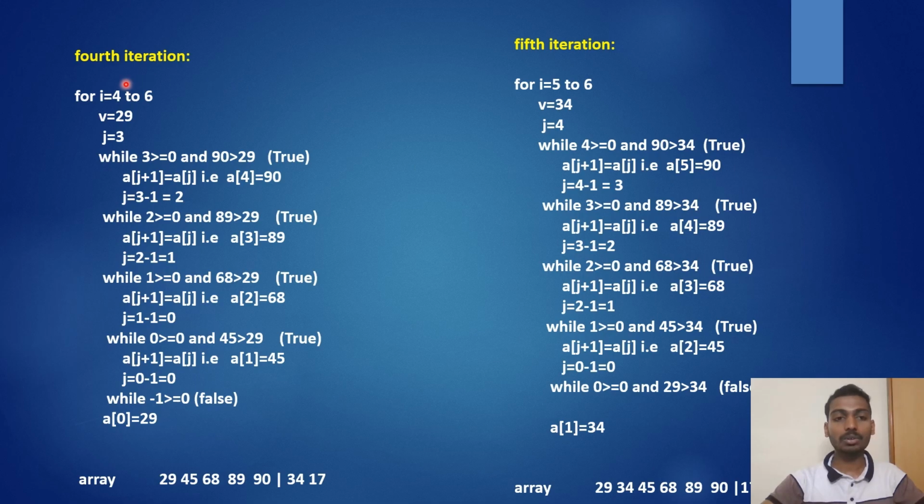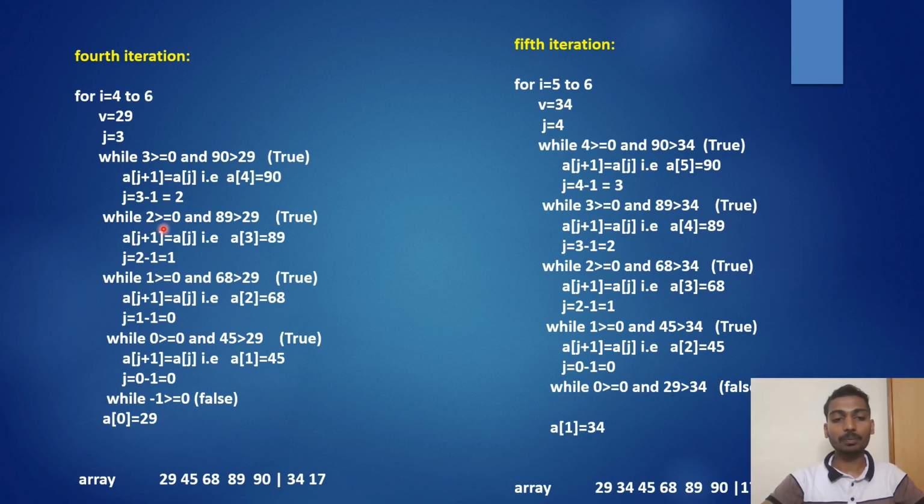Let's move on to the fourth iteration. For i equals 4 to 6, where v is 29 and j is equal to 3. While j is greater than or equal to 0 and 90 should be greater than 29. This condition is true, so it will execute the loop, and again j will be decremented and it will become 2, where j is greater than or equal to 0, and this is true. And next, 89 is greater than 29.